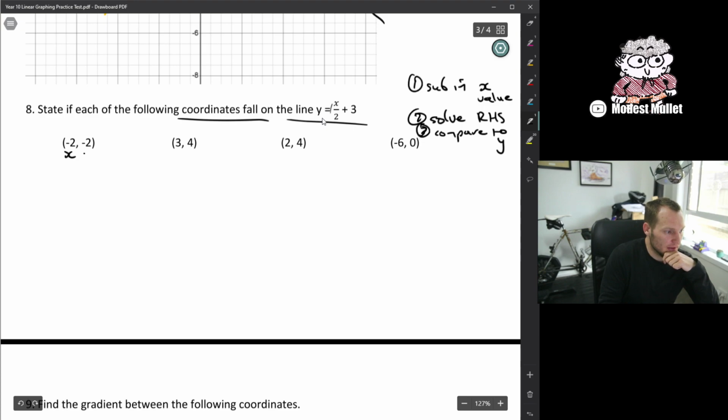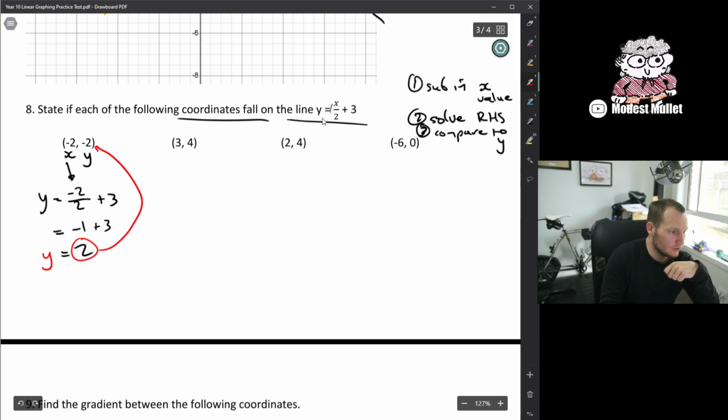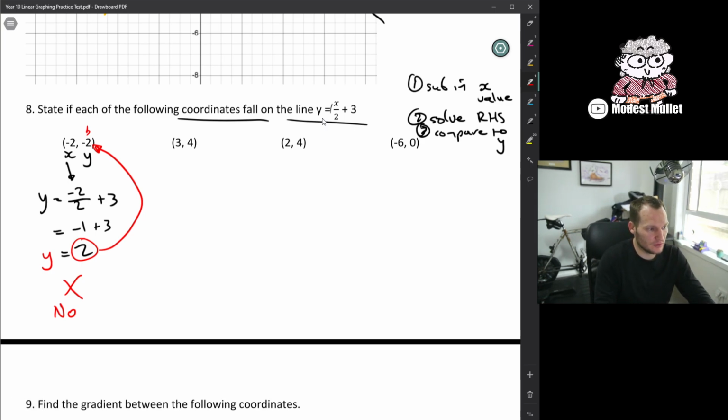So this is my x, that's my y, so I'm going to sub in the x value, so I get y equals -2 on 2 plus 3 for the rest of it. -2 divided by 2 is -1 plus 3, that gives me 2. I then compare this, because that's my y equals, to the y set up here. In this case, I had -2 up here. Down here I have +2, so no, that doesn't match, so that doesn't sit on the line. That coordinate, -2, -2, doesn't sit on the line.